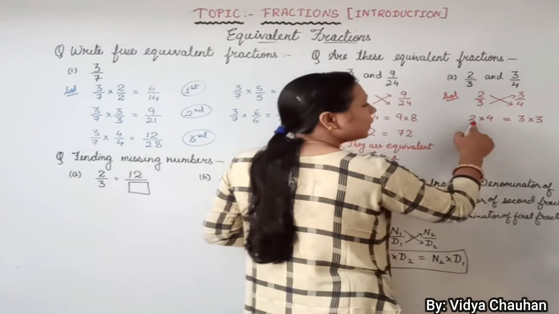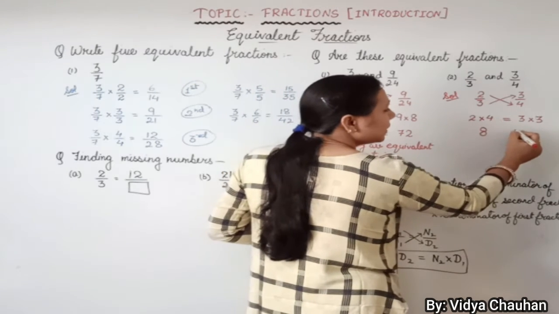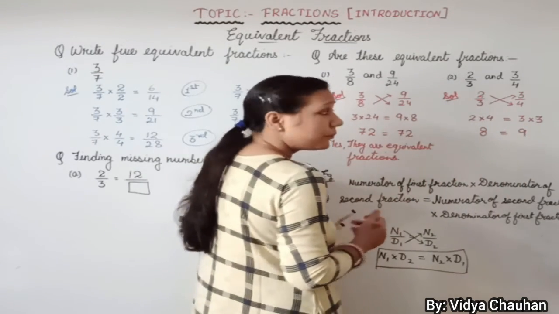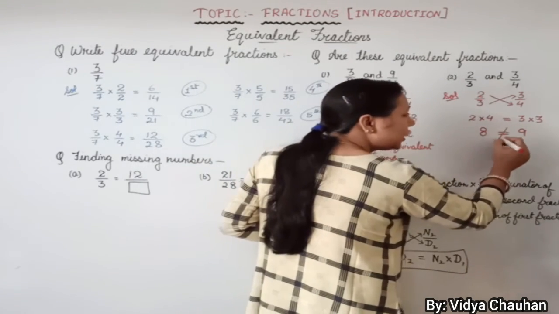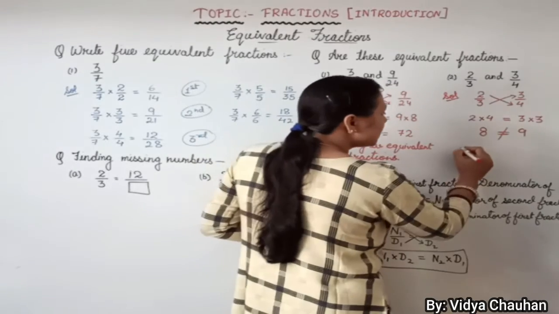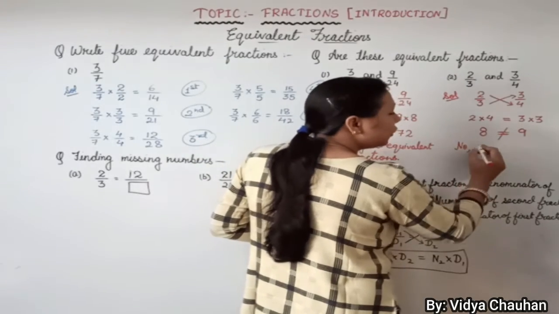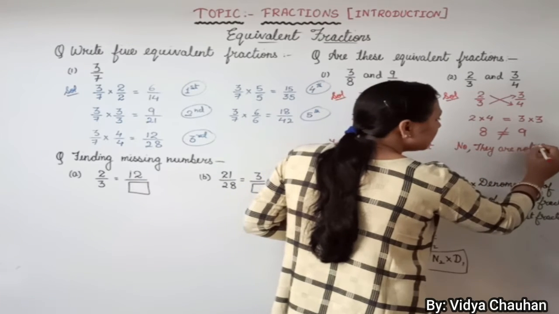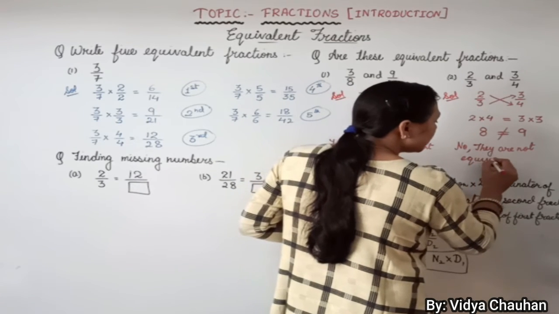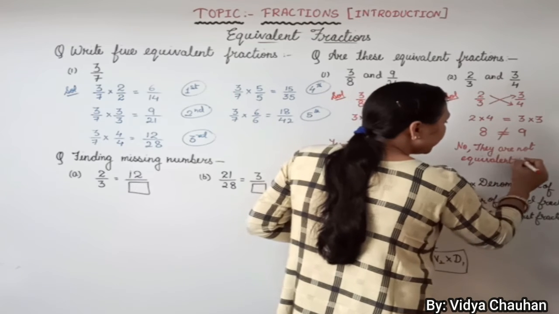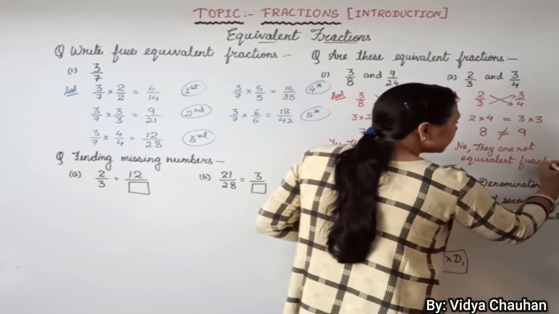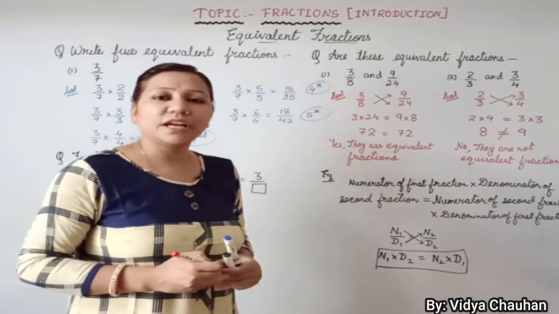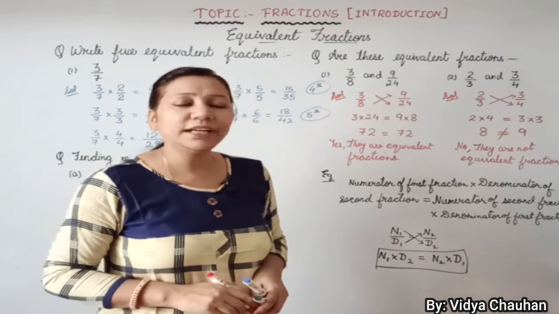3 multiplied by 3. What is 2 4s are? 8. What is 3 3s are? 9. Is 8 equals to 9? No, they are not equal. So in that case, are they equivalent fraction? No, they are not equivalent fractions. So this is how you can identify whether the two given set of fractions given to us are equivalent or not.